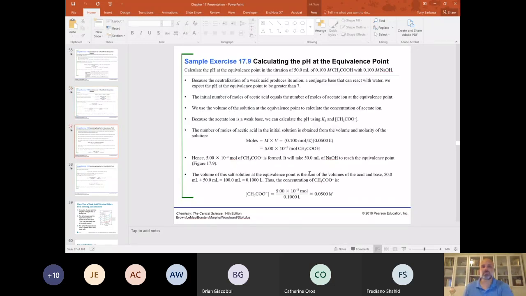Now we're going to take a closer look at the equivalence point, and we're going to calculate the pH at the equivalence point. Remember, the equivalence point is the point at which the acid and the base are equal in concentration. We're going to look at the pH for this example.